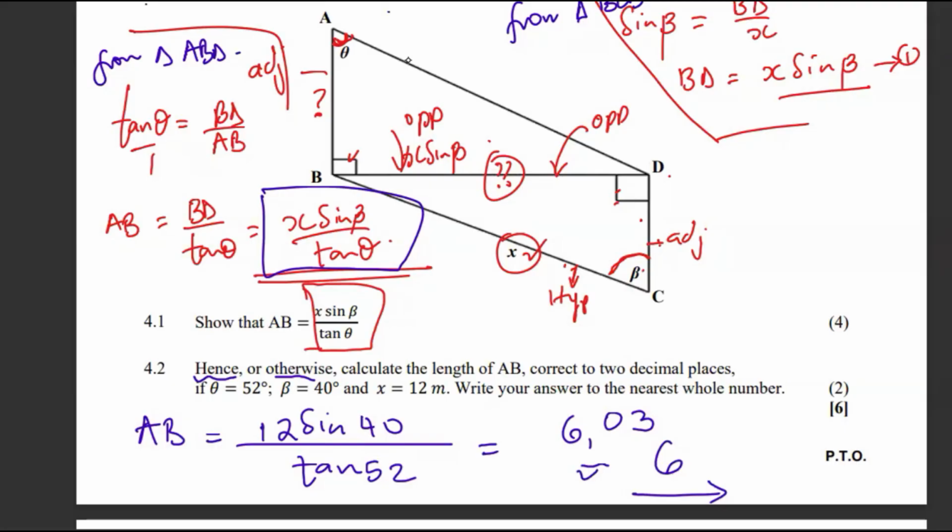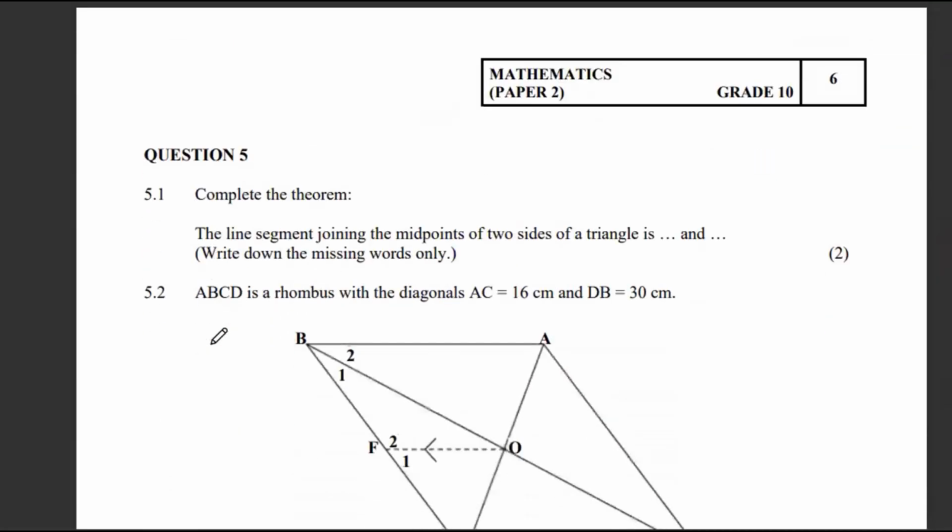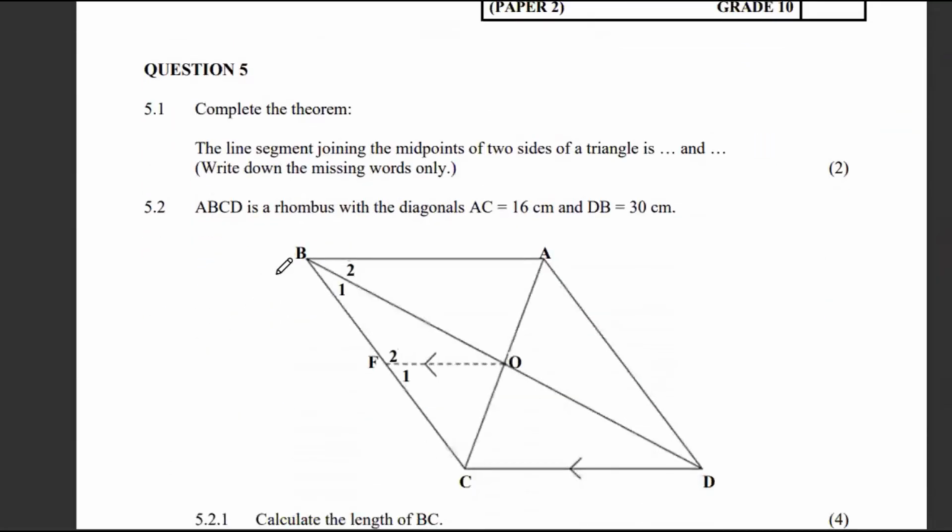Okay, so this is question number 4. We move on to probably the last question, which is question number 5. Complete the theorem. Euclidean geometry normally works with theorems. The first one they're telling us is that if we have a line segment that is joining the midpoints of two sides of a triangle, what does this line segment do?